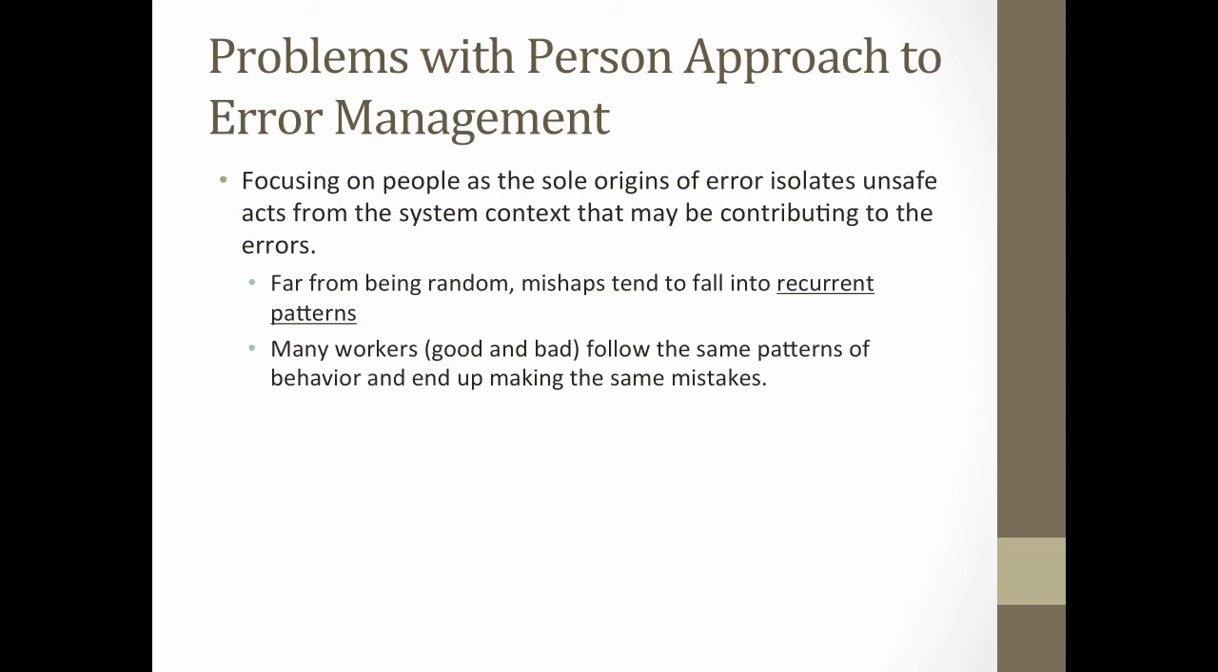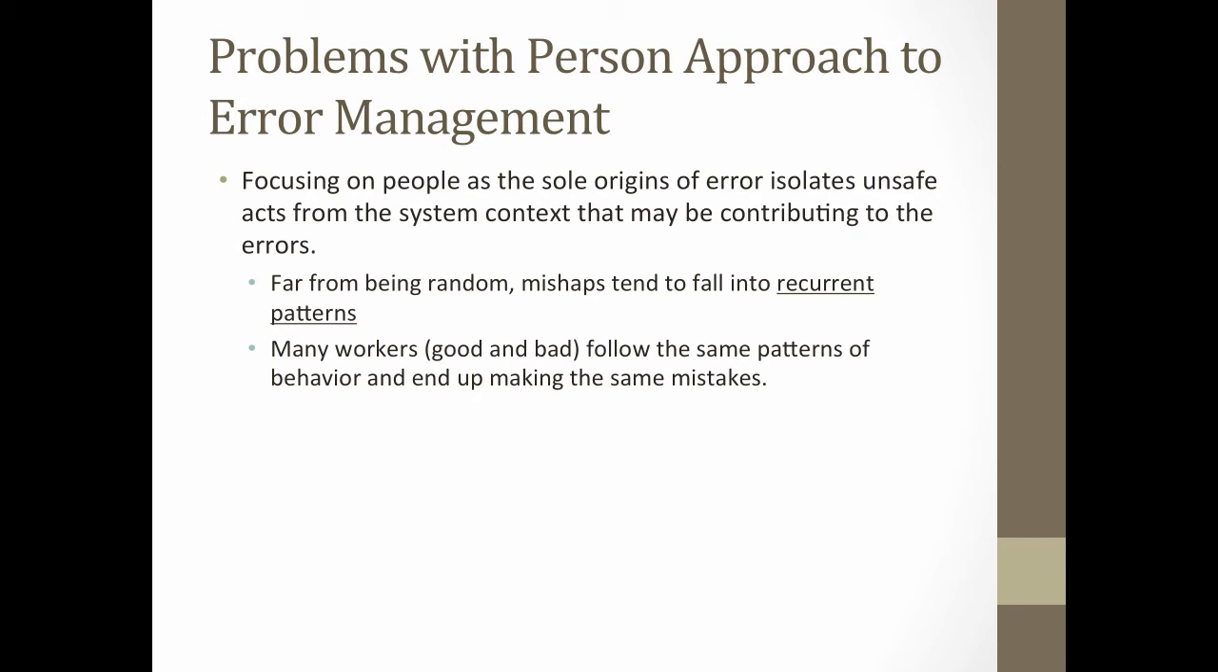Focusing on people as the sole origins of errors also isolates the unsafe act from the system context. As a result, two important features of human error tend to be overlooked. First, it is sometimes the best people who make the worst mistakes. So error is not the monopoly of the unfortunate few or the ineffective workers. Your best performers as well as your poor performers can make mistakes.